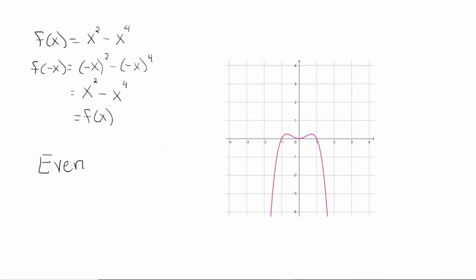Here's the graph of this function, and I can see that the y-axis here acts as a mirror, and it's the same on both the right and the left. And that is my indication that it is even, that it is symmetric with respect to the y-axis.